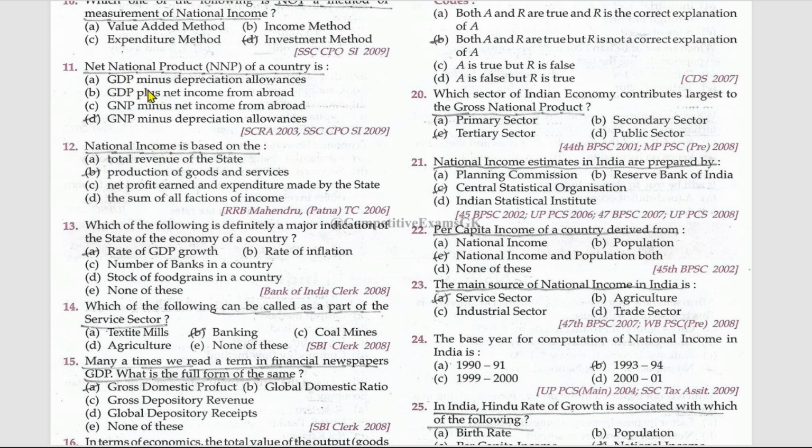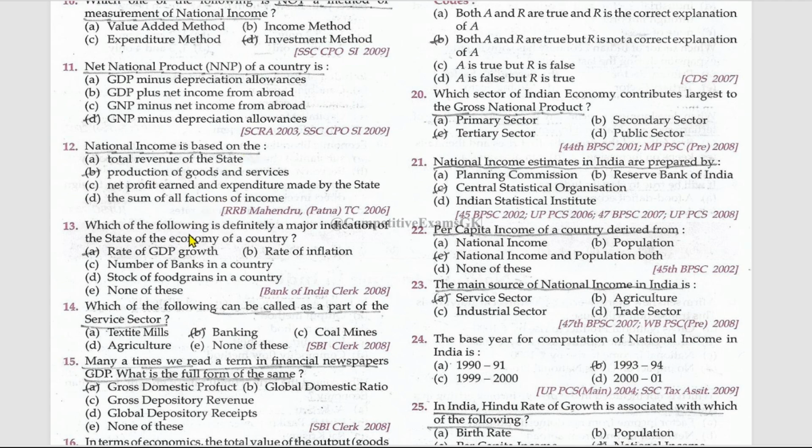The GDP, GNP, NNP, NDP, all these formulas are very, very important for the exams. These are frequently asked in the exams. So go through all those. Okay. If possible, mention all the formulas in the comments. National income is based on the production of goods and services.